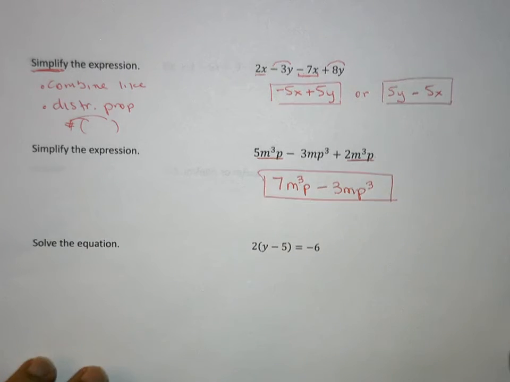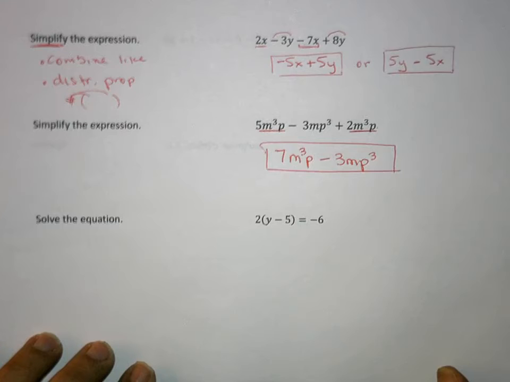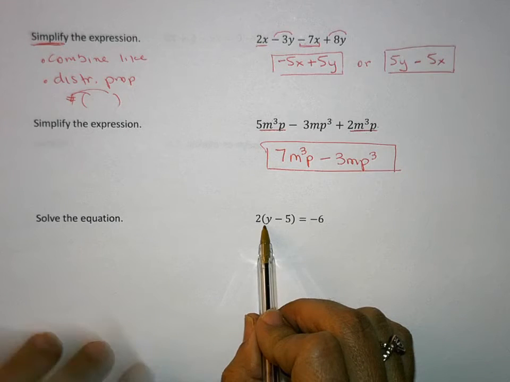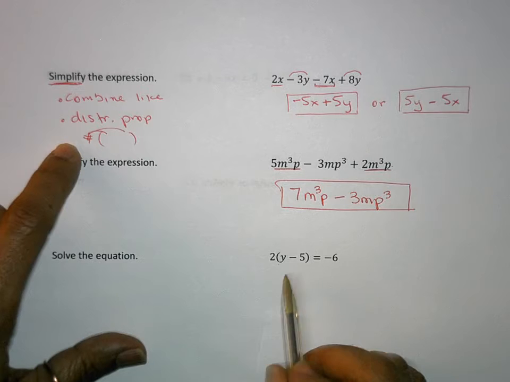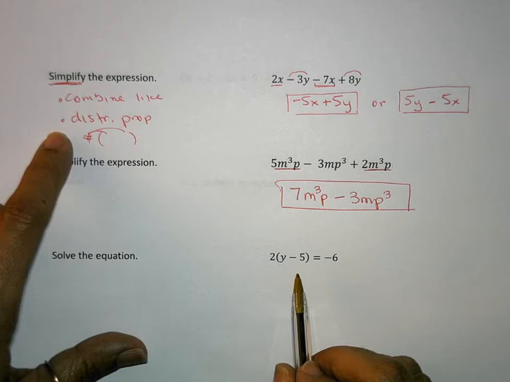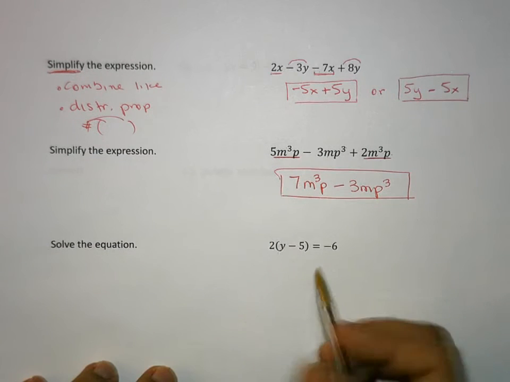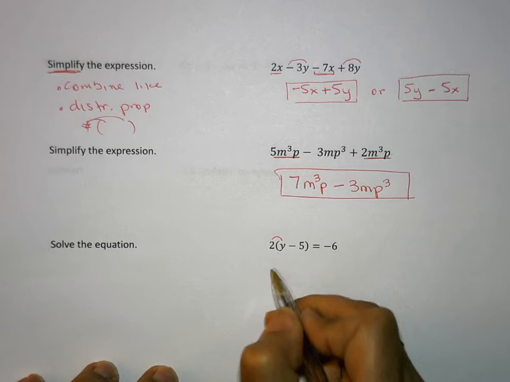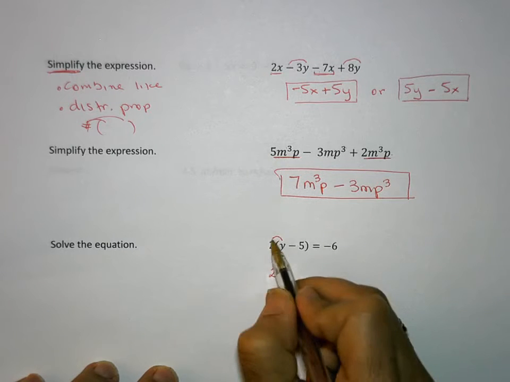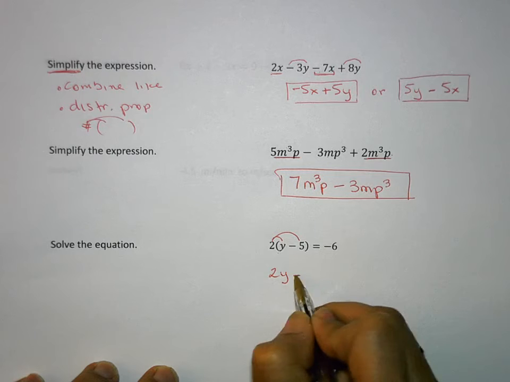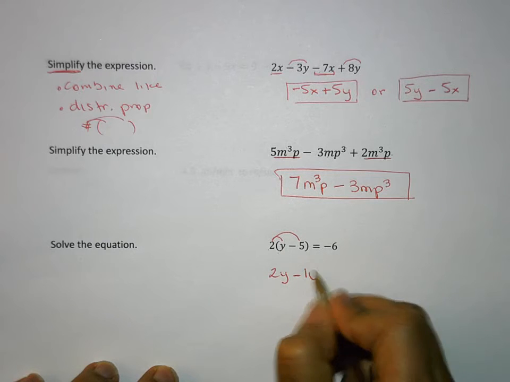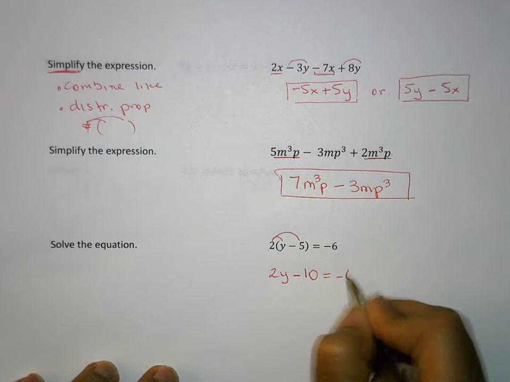All right, then here, again, we look at it and say, oh, I see the parentheses, so that must be my distributive property. It's not combine like terms yet. I need to use the distributive property first. So 2 times y is 2y. And 2 times negative 5, a positive times a negative, is negative. 2 times 5 is 10, and that equals a negative 6.